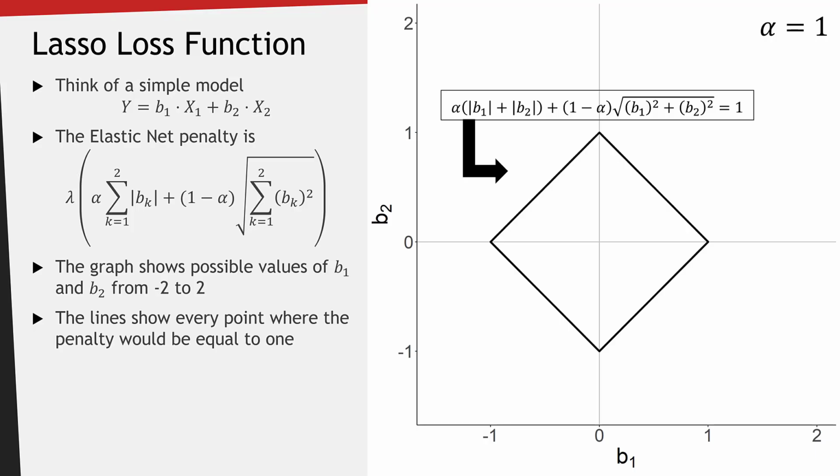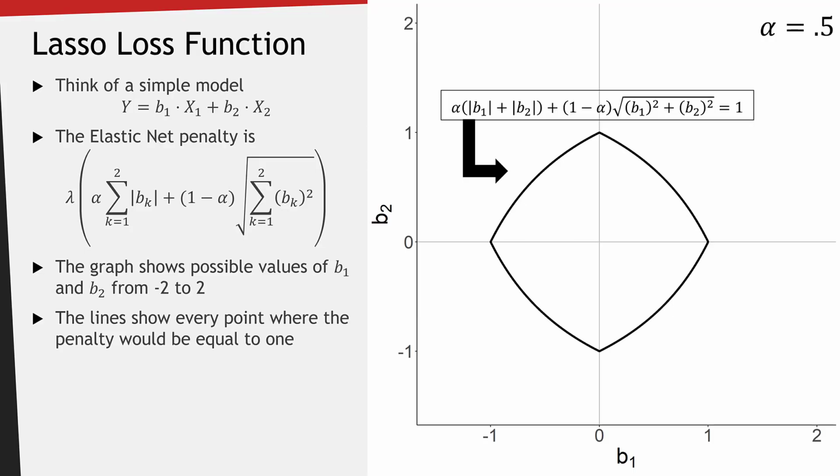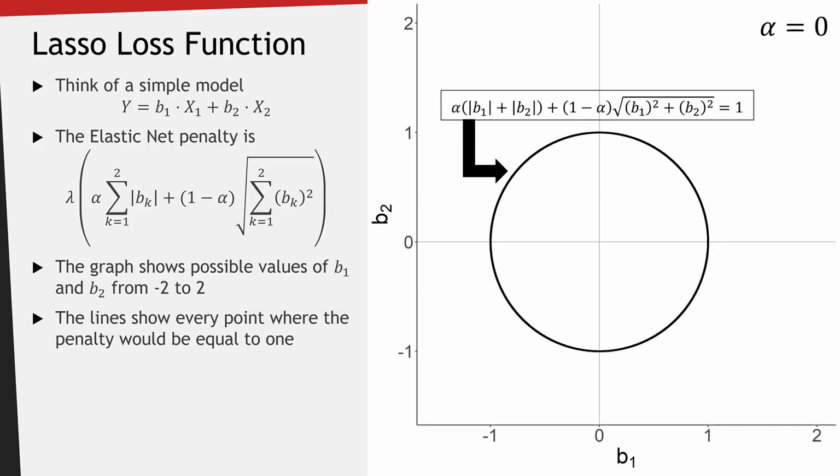So here, I'm showing the shape of the penalty function when alpha equals 1. Remember, this is the lasso case. The penalty function is shaped like a square with corners at zeros. As I decrease alpha to 0.9, 0.8, 0.7, you can see that the corners of the box are becoming less pronounced and the sides are becoming more rounded. This proceeds all the way until alpha is 0 and the shape of the penalty function is a circle.